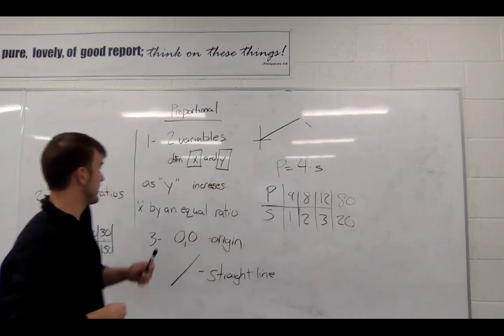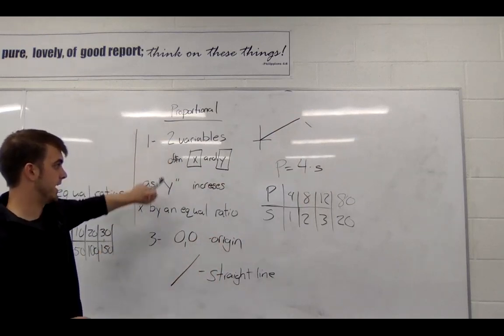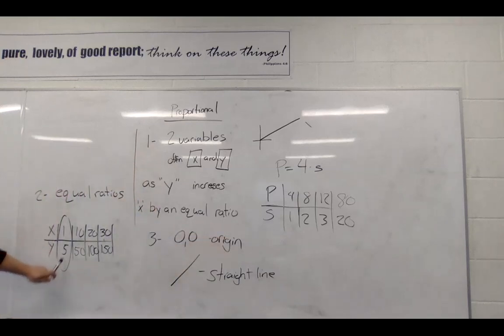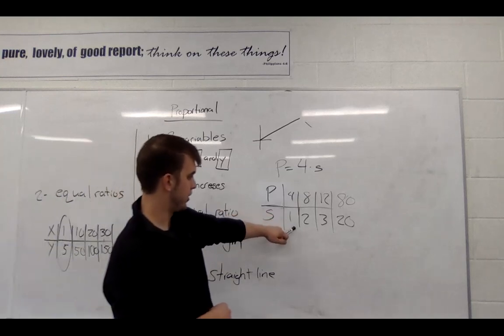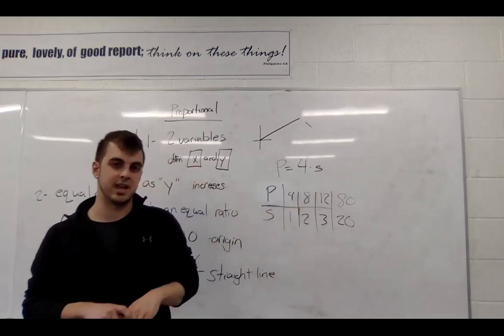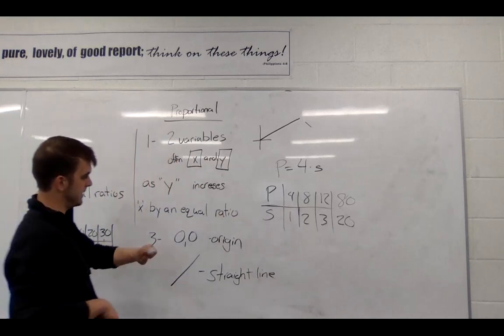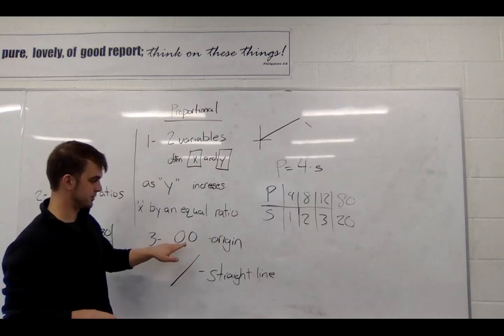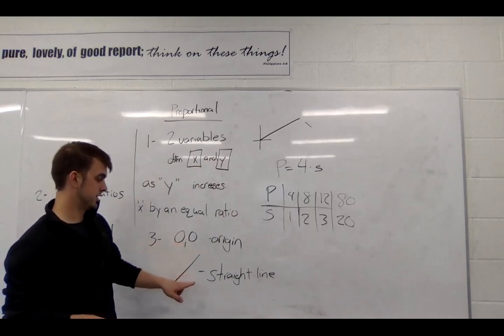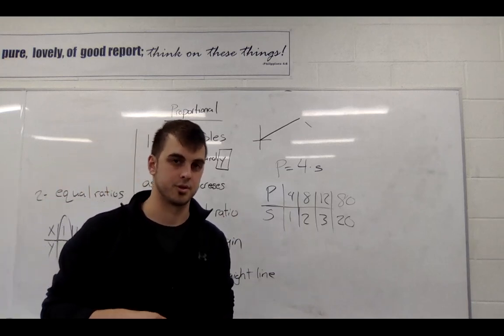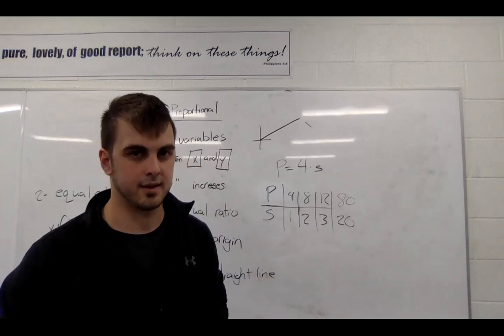So the three things: it involves two variables, and as one increases, so does the other by an equal ratio. Equal ratios, this is what they look like. Whatever it is, it needs to reduce down to either 1/5, or here it's 4/1, the same equal ratio. And then when you graph it on a coordinate plane, it goes through 0 and goes in a straight line. So you can start graphing these things out and figure out if they're proportional rather than just taking a blind guess.